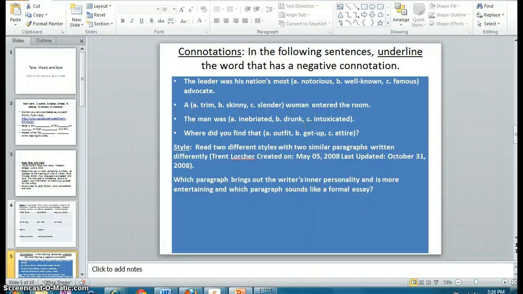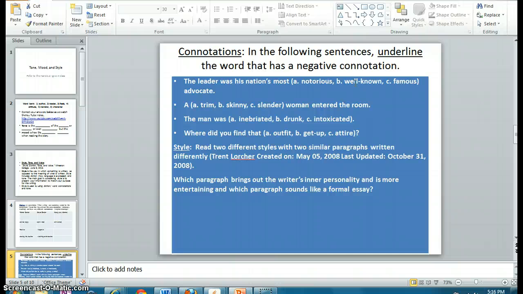Okay, so you can disagree with me, but if I say famous, I think that's pretty positive, so I'm not going to choose it. If I say well-known, I think that's not so bad. I think notorious could have a negative because you can be notorious for a good or bad thing. That's just my opinion.